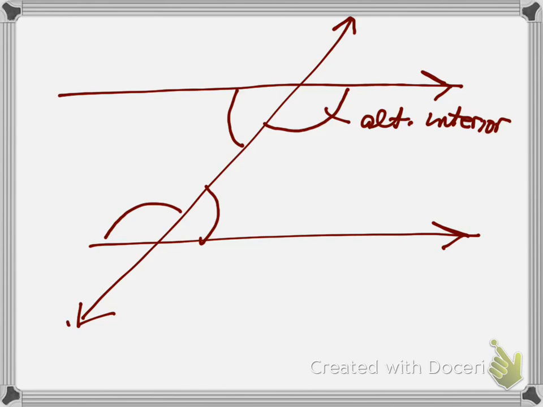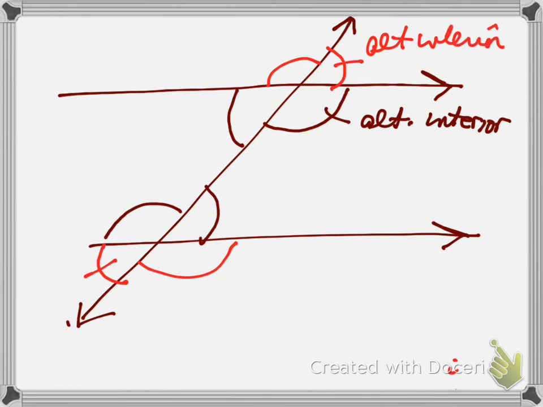Okay, let's go for some red. So then we have alternating exterior. Red, red. Exterior means outside the lines. Red, red. So these alternate and then the others alternate. So the reds are alternating exterior. Then they have other relationships as well. Now let's go to vertical.